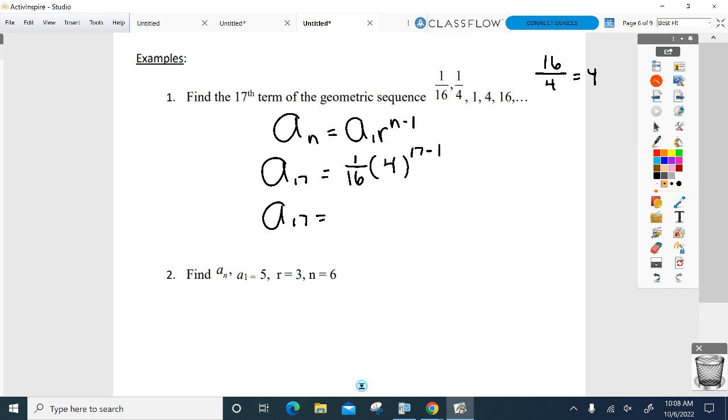And yeah, it's a big number. Don't get freaked out by it. What are you multiplying by every time? By 4. This thing's going to get big pretty quick. And I'm looking for the 17th term. So this makes sense here. 268 million. Don't get freaked out. You're multiplying by 4. That thing's going to get big very quickly.